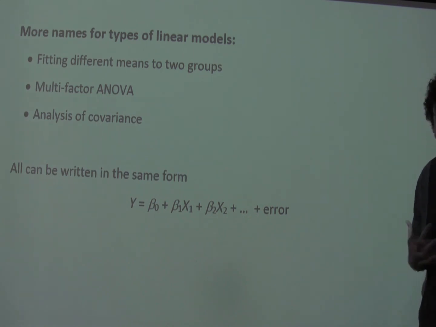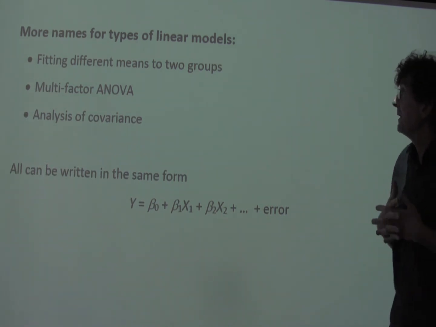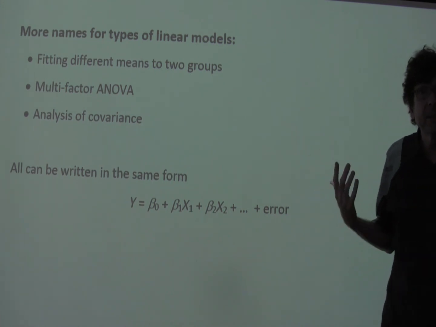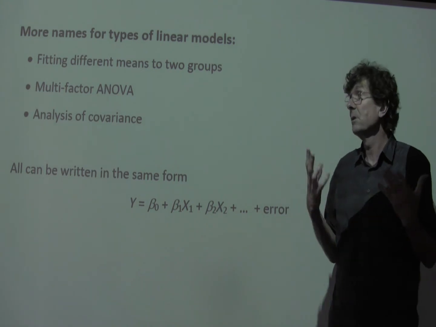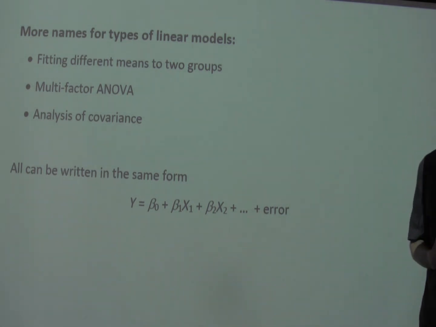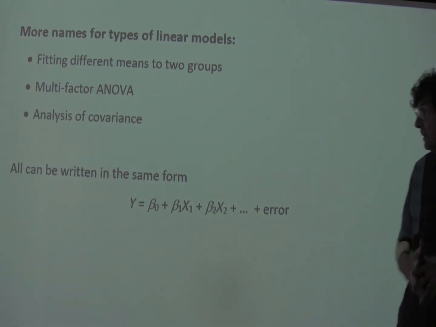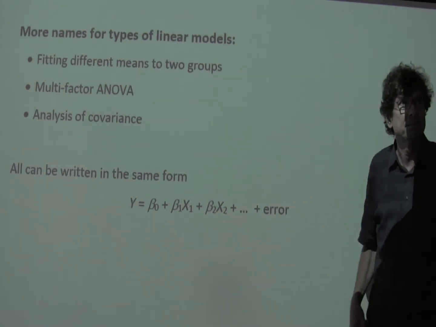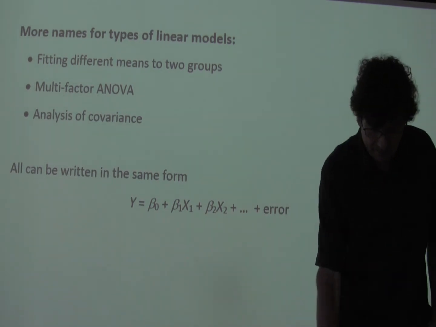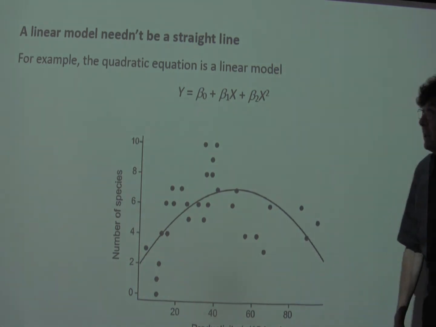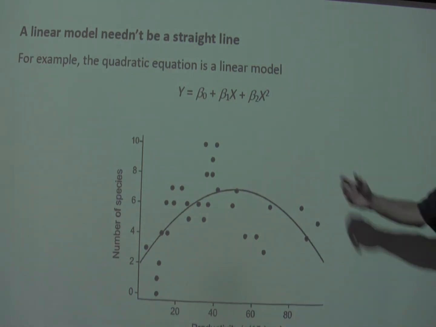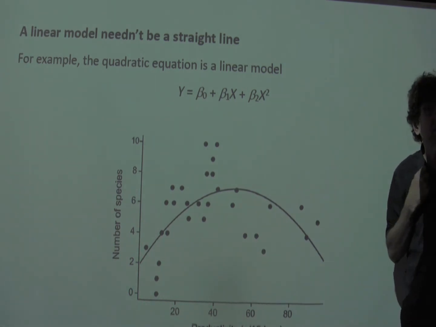So some of the methods that we've learned in our introductory course, like fitting different means to two groups, two-sample t-tests, that's a linear model. A multi-factor analysis of variance, linear model. Analysis of covariance, just another kind of linear model. They can all be written in this form. And so the same analytical methods are available to analyze them. And as I mentioned, in the case of the quadratic, a linear model needn't be a straight line.